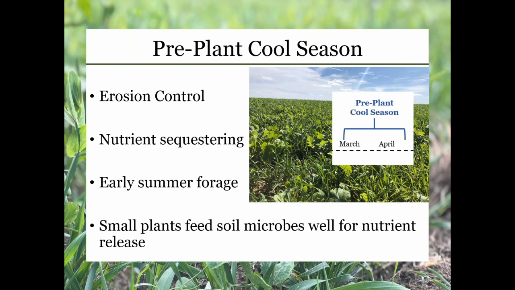If you're going to come in with a warm season annual, it'd be a time to have an early summer forage. And even though these plants might not get extremely large, you may be terminating them when they're 8 to 10 inches tall. You've got to remember that those small plants are actually going to feed the soil microbes very well. There's not a lot of lignin in it, and the nutrients that they're pulling up will be readily available for the coming crop. So it shouldn't detract from the row crop yield by any stretch.